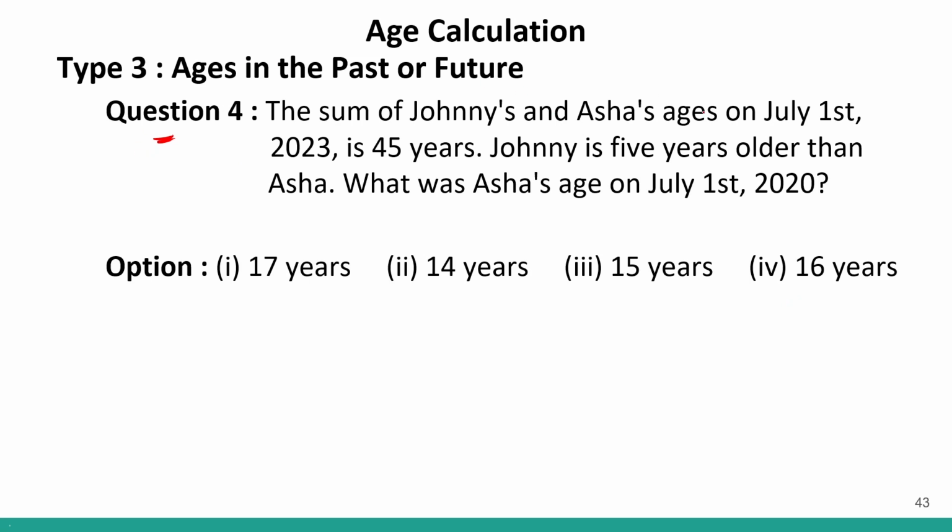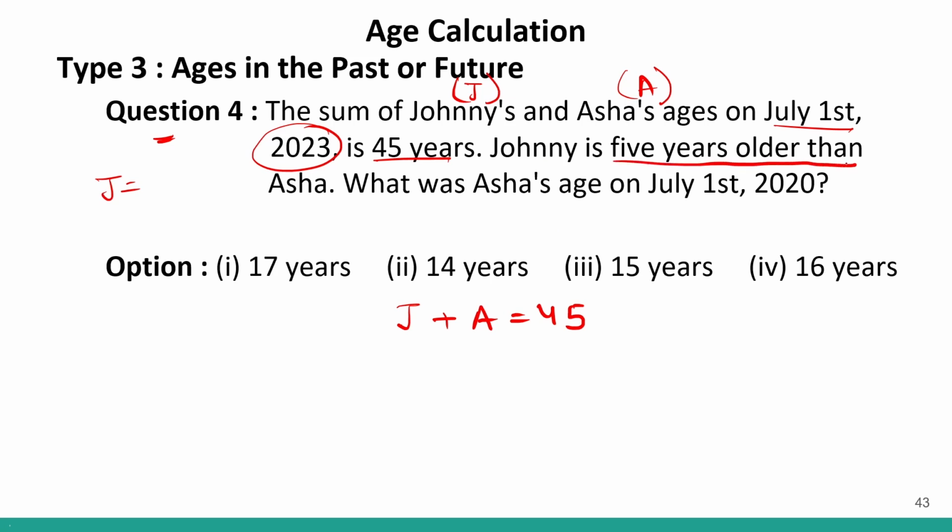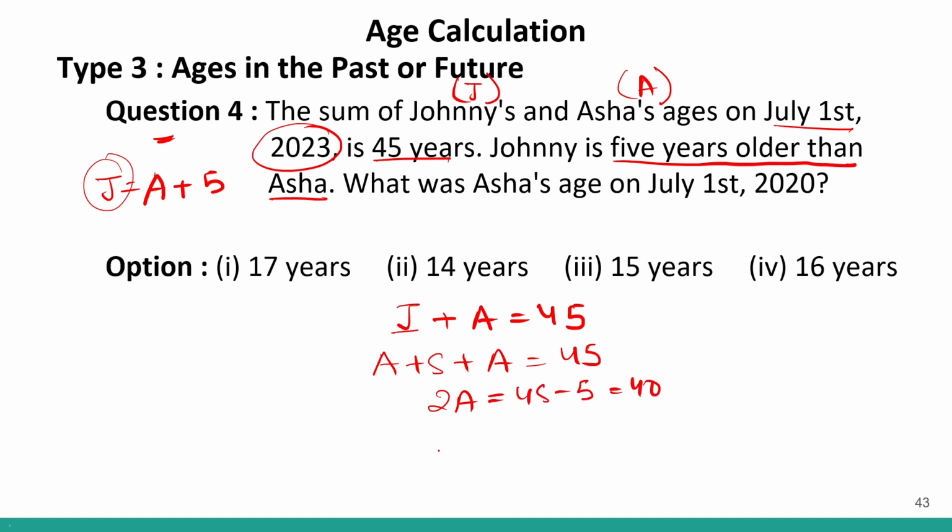Now, question number 4. The sum of Johnny's and Asha's age on July 1st, 2023. So let's say Johnny's age is J and Asha's age is A in the year 2023, is 45 years. So J plus A equals 45 years. Now we are given that Johnny is 5 years older than Asha. So Asha plus 5. So I can substitute the value of J here. So A plus 5 plus A equals 45. So 2A will be equal to 45 minus 5, which is 40. So A will be equal to 40 divided by 2, which is 20.